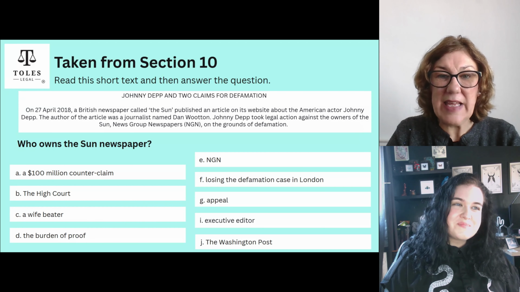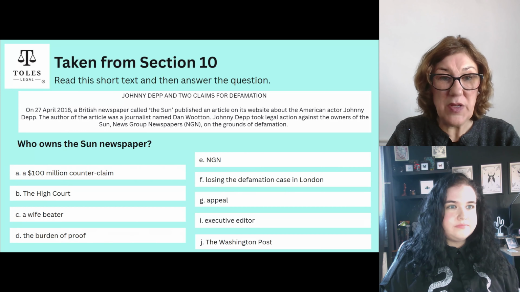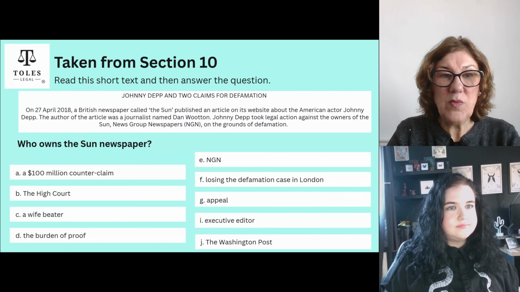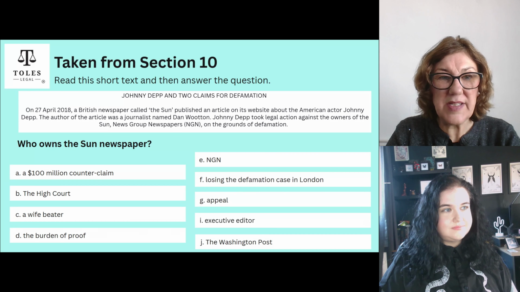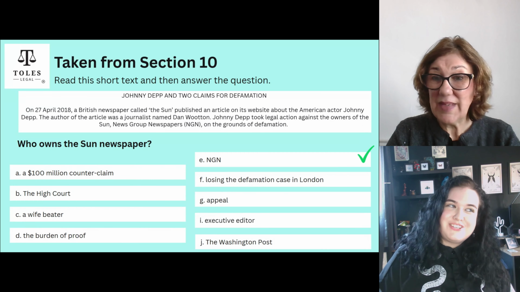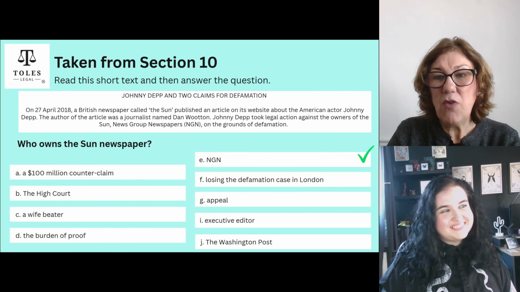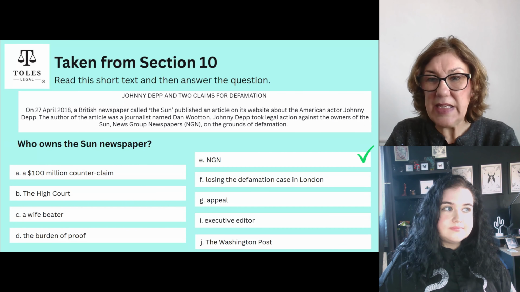Johnny Depp took legal action against the owners of The Sun, News Group Newspapers, NGN, on the grounds of defamation. Who owns The Sun newspaper? It tells you the owners of The Sun, News Group Newspapers, NGN. So the answer is NGN. That's how easy it is. Section 10 really is foundation level, and you can score 10 easy points.